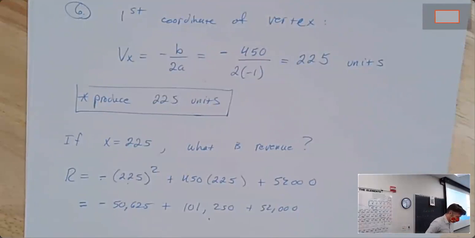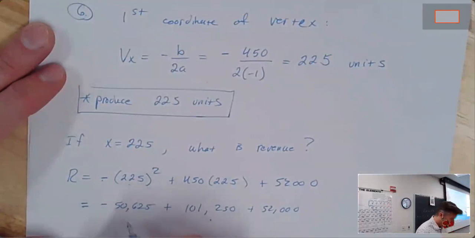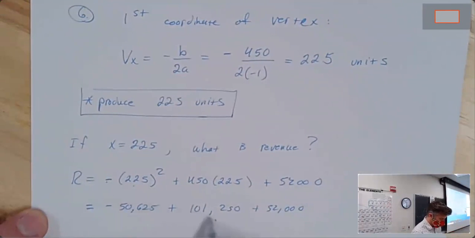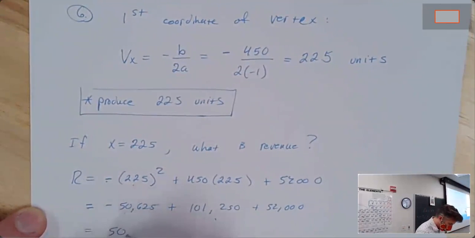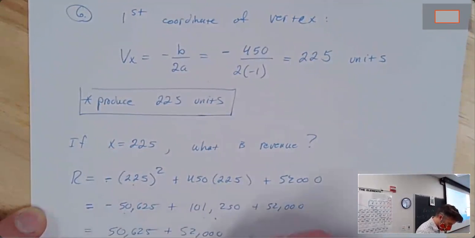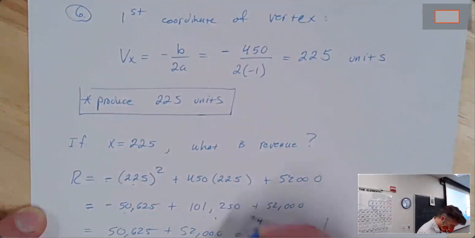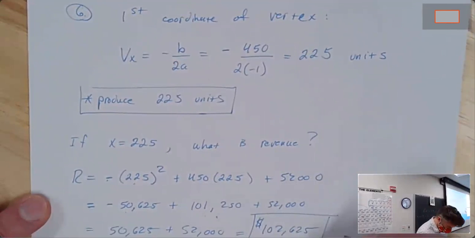Good, yeah. So what I'm trying to say here, if this is half of that and they're opposite signs, when you add them together, negative this plus that is just going to be 50,625 plus another 52,000, and then we add those together, and we get $102,625. That's the maximum revenue.